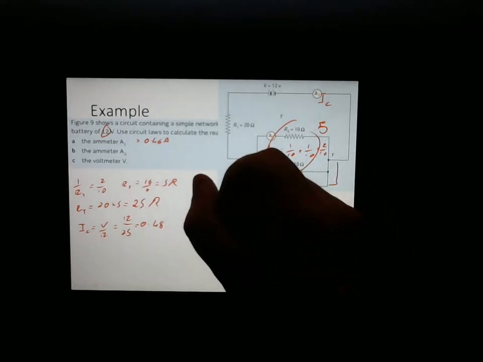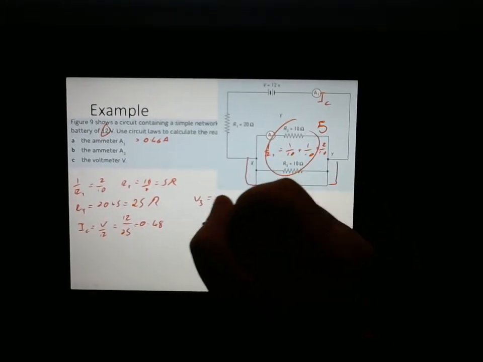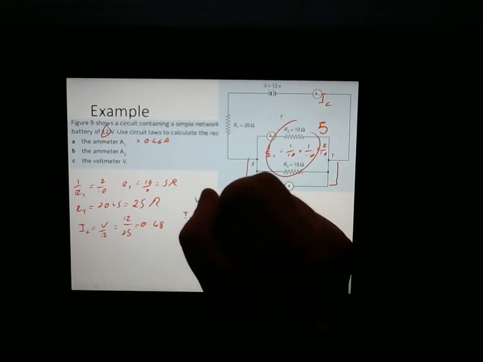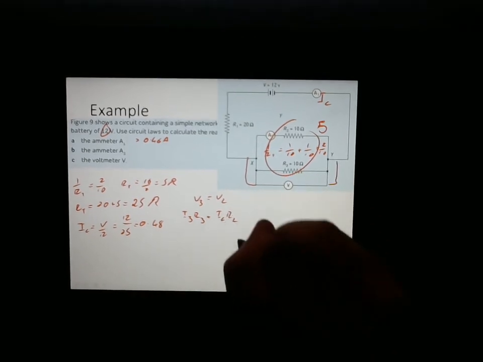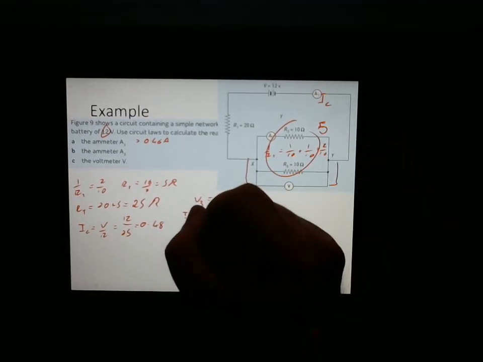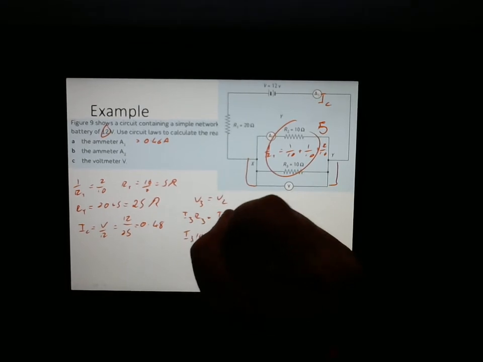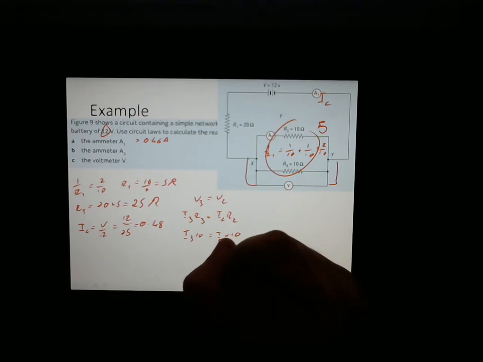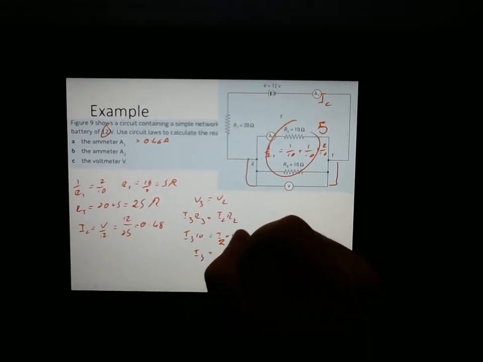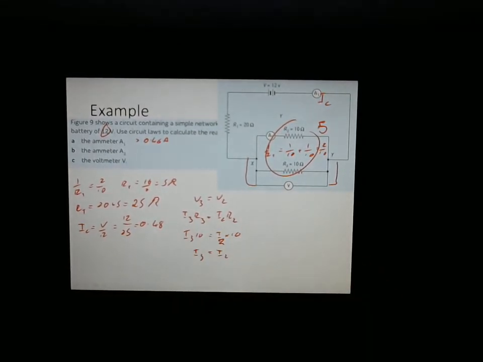V of 3 equals V of 2. So I of 3 R3 equals I of 2 R2. And we know those two values, so I3 times 10 equals I2 times 10. So in this case we can see that I3 equals I2 because the 10s will cancel. You could do this with anything. It doesn't have to only be a situation where they are equal to each other. You can use this for anything.